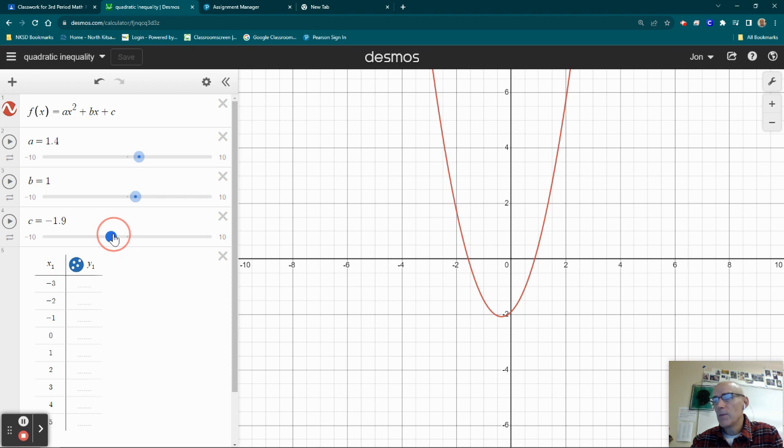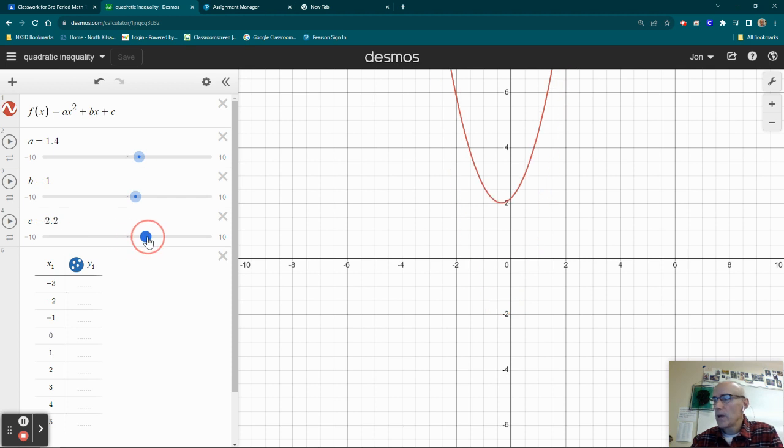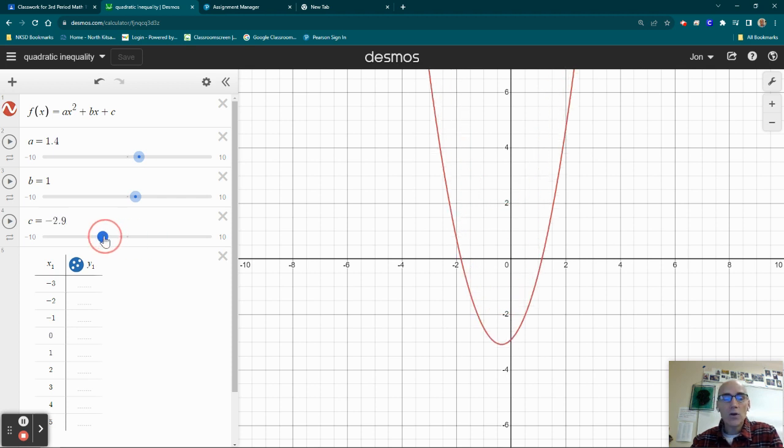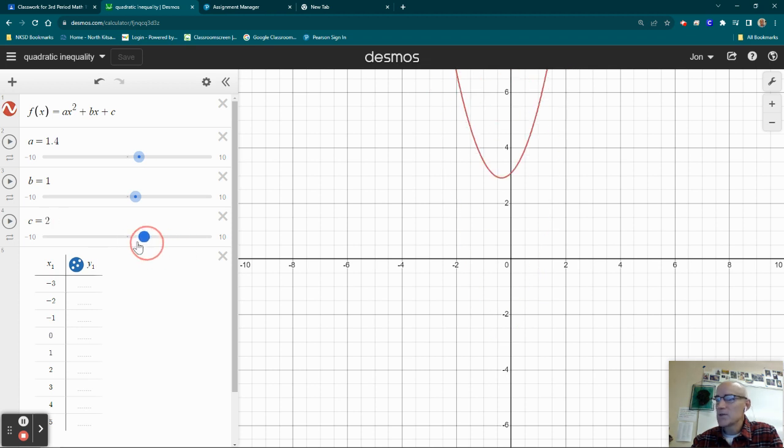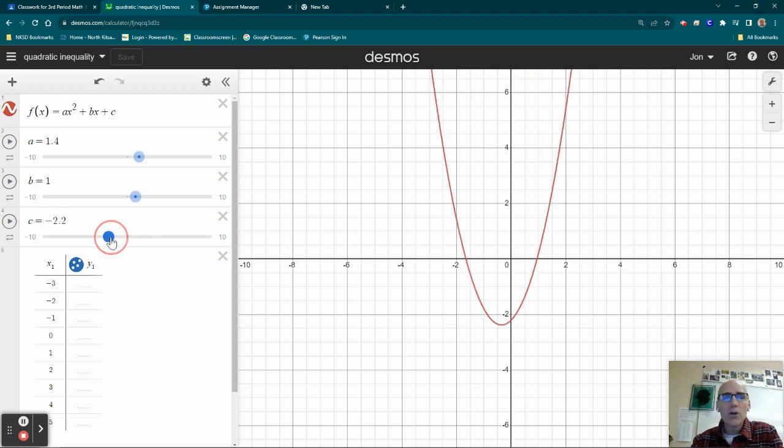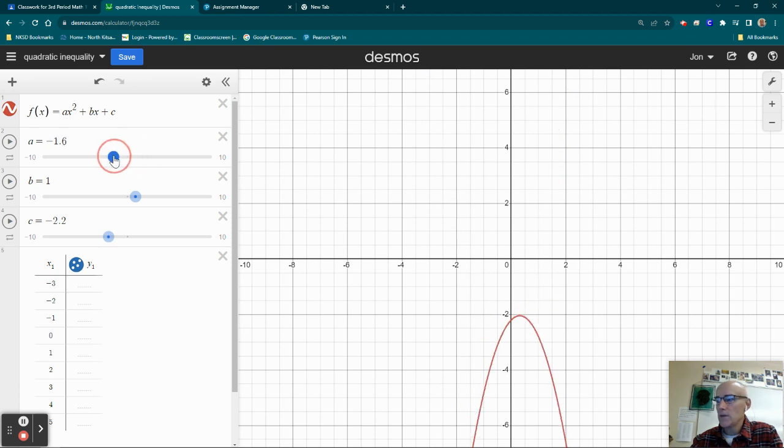And so now I've got some negative values. Here I have only positive values. Here I have some negative values. Could I make it all negative? Well, yeah, I could flip it over. I could make the A negative, and that makes all the y values negative now. And now I could move the parabola back up. Now some of them are positive and some are negative, right?